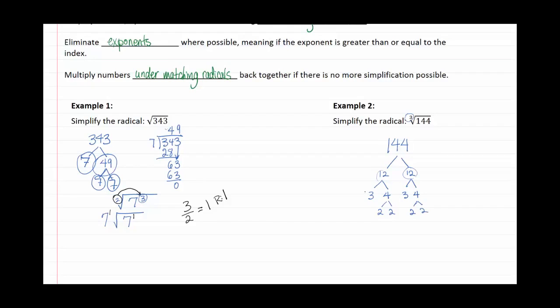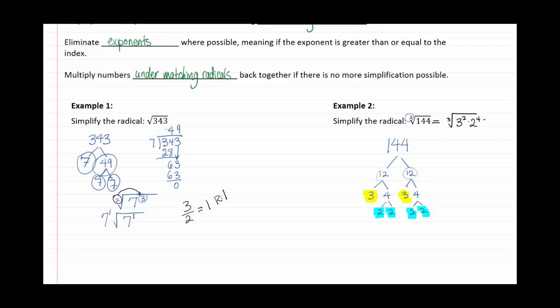So my prime factors are 3 and 3 and 4 2's. So let's rewrite the radical with those exponents inside. This is equivalent to the cubed root of 3 to the 2nd times 2 to the 4th.